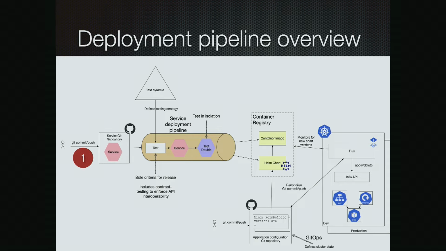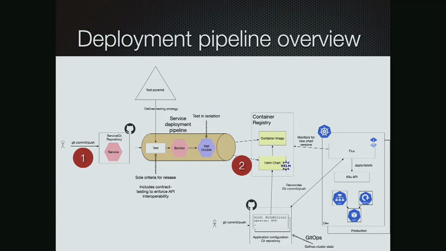And then the actual output of that part of the deployment pipeline is a container image, a Docker container image, and what's known as a Helm chart, which is the Kubernetes packaging format. Those two things get published to a container registry.